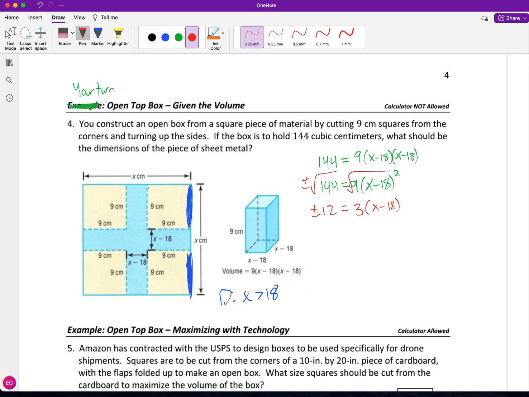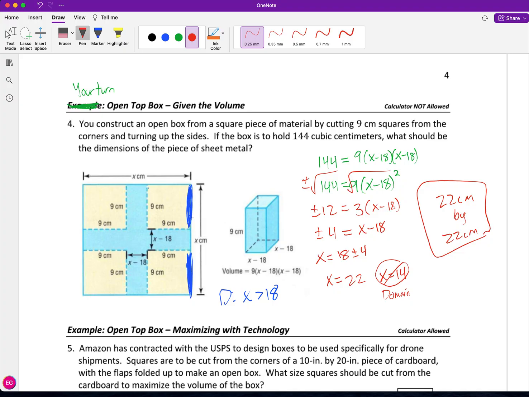And now I would do it because this is easier for me to see that that's going to be a 4. And then I'll have x equals 18 plus or minus 4. So that's going to give me x equals 22 and x equals 14. And I can cross off 14 because we already figured out that the domain says that that's not going to work. So I got this 22, and the question is asking me what should the dimensions of this piece of metal be, which is an x by x, and I just got x is 22 centimeters, so 22 centimeters by 22 centimeters. Ta-da!